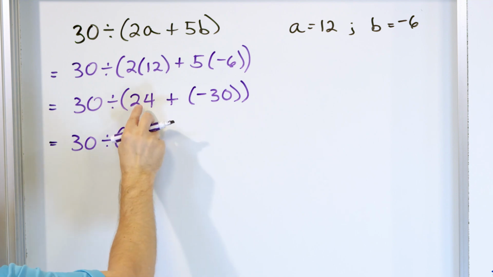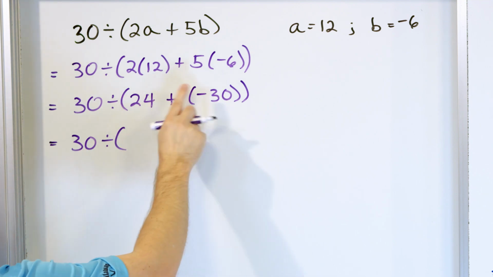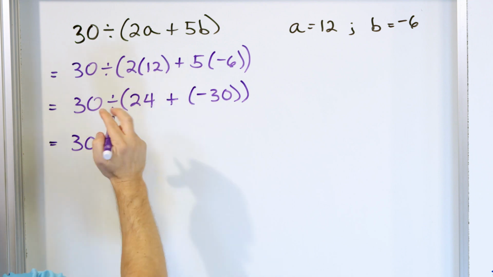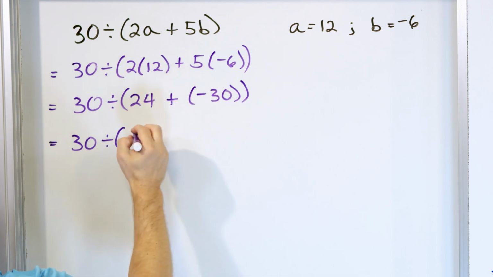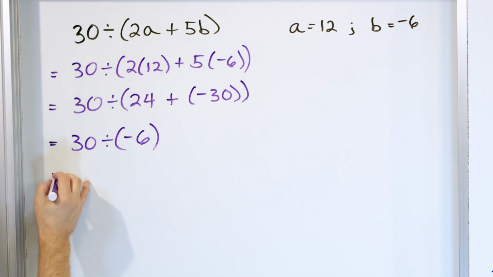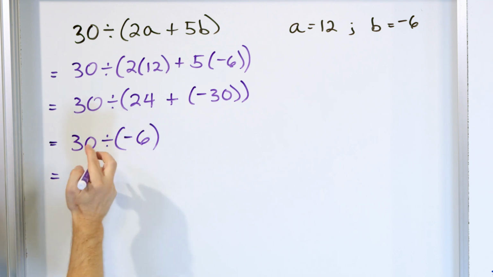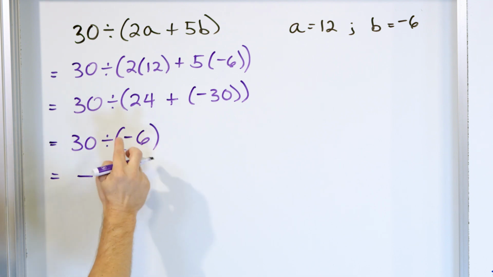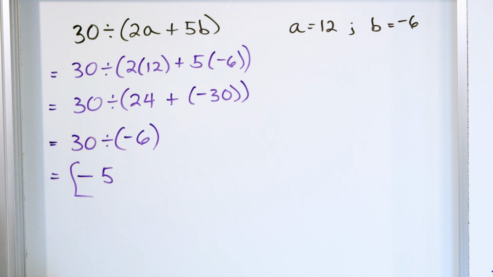So on the inside I have 24 plus a negative 30. They're opposite signs, so I subtract. 30 minus 24 is 6, and this is the larger absolute value, so it's really negative 6. Positive divided by negative is negative, and 30 divided by 6 is 5. And so the answer to this whole thing is negative 5.